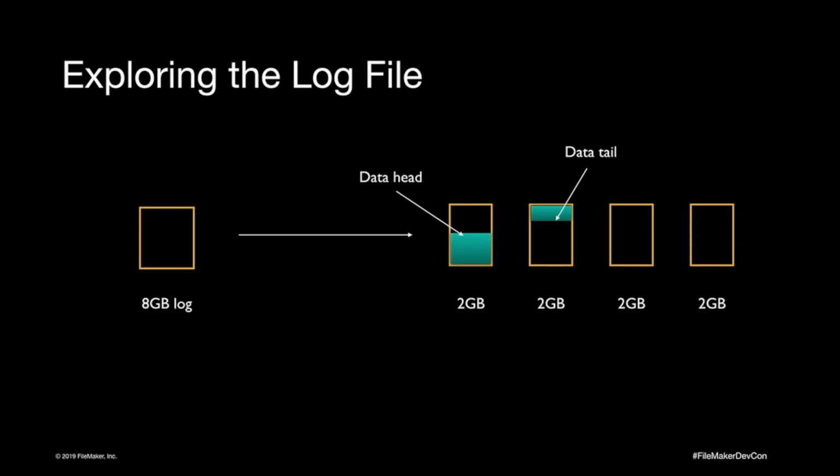We're going to look at that data between that head pointer and that tail pointer. We're going to say, okay, what data was actually written to the disk? We're going to find that. We're going to remove that. And then we're going to move the head pointer appropriately forward.